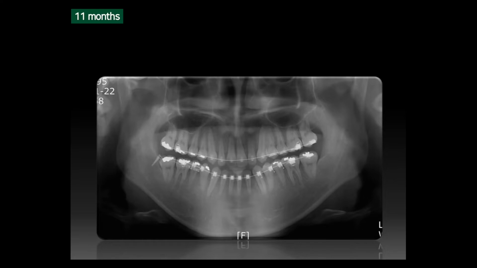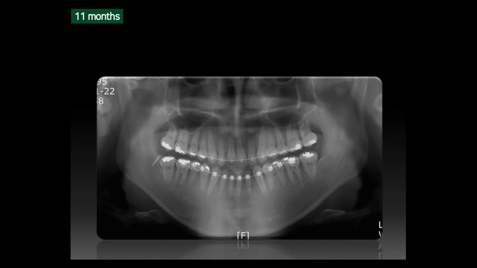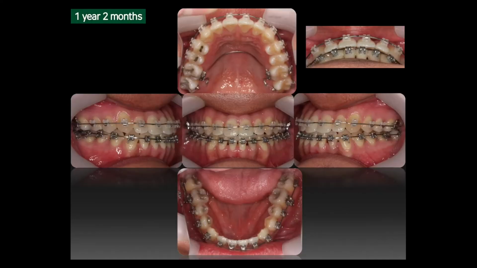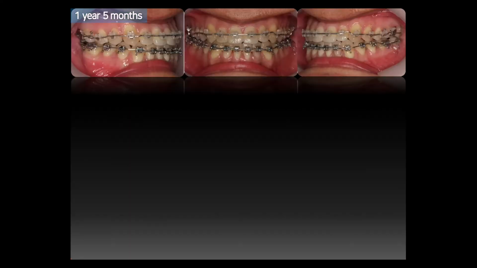At 11 months of treatment, the mandibular left mini implant became mobile and was removed. Distal tipping of the mandibular right and left second molars was observed. At 1 year 2 months of treatment, mandibular molar tubes were repositioned, expressing the distal tipping of molars to upright the molars mesially. At 1 year 5 months, finishing bends were made on beta titanium wires.